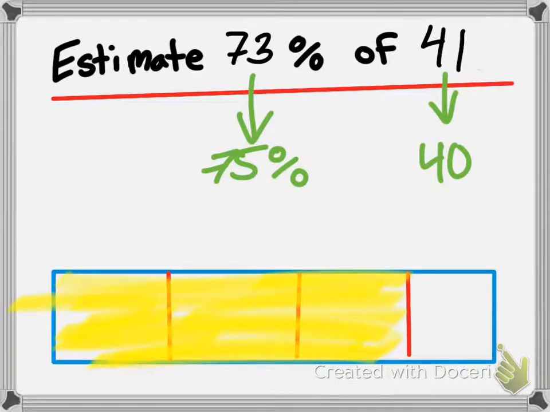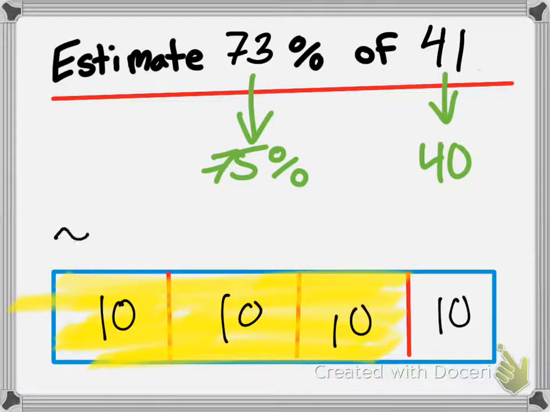And again, if you're having trouble with this one, make sure that you go and review the fractions and decimals and percents that I told you must memorize. 40 divided into 4 groups gives me groups of 10. So my total answer, I get approximately 30 to be my answer.